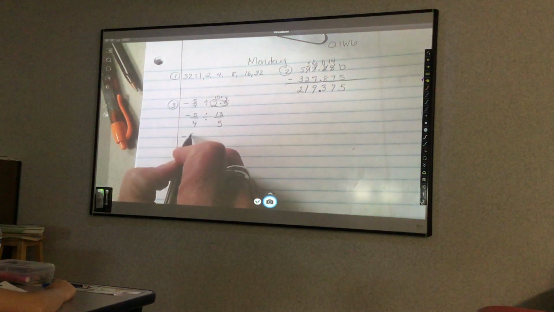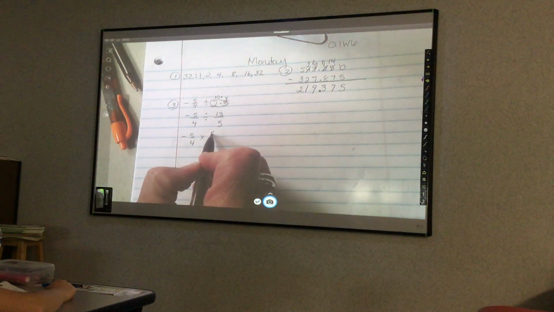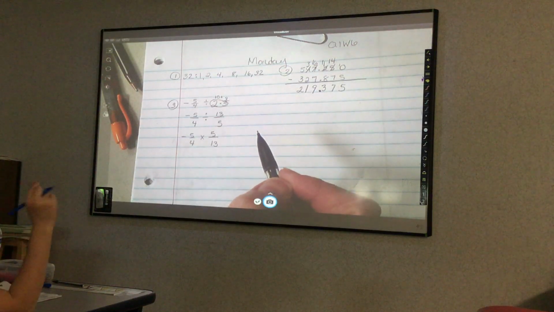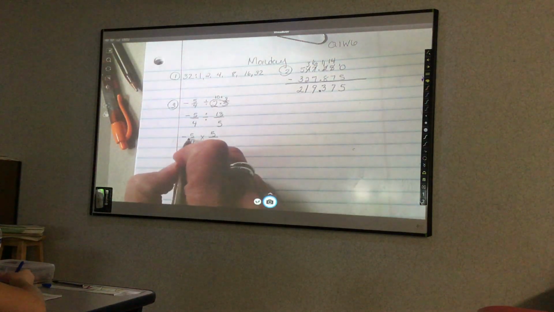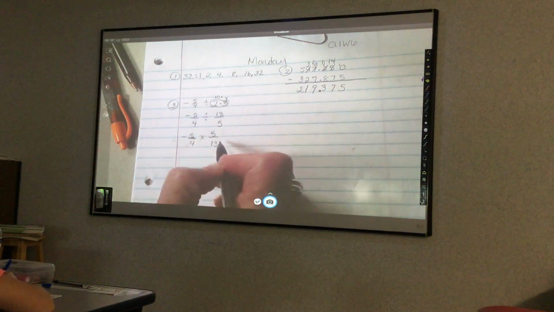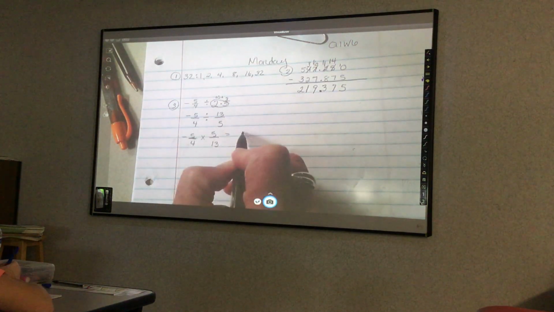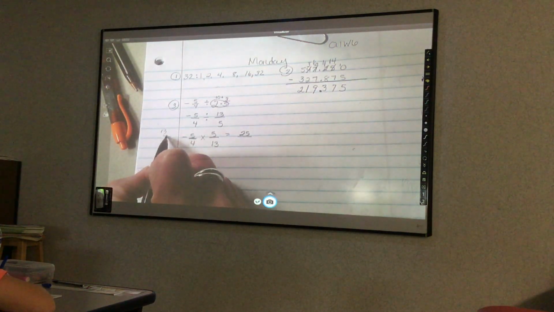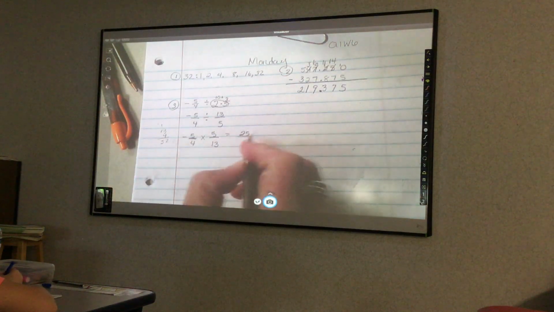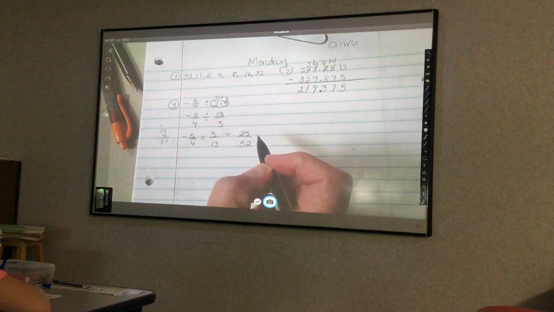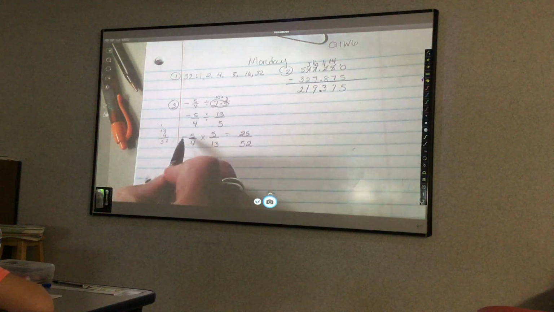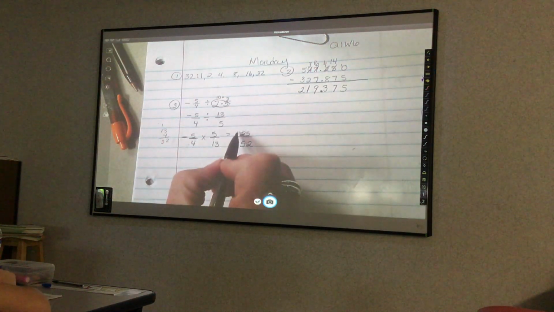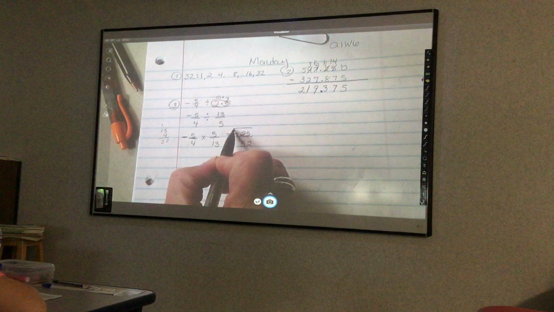Then it's keep, change, flip. And instead of saying flip, it is the reciprocal. Then I look, can I do any reducing? No. I can't. 5 times 5 is 25. 4 times 13. I don't know it, so I'm going to come over here and do it. So it's 52. Now, before I move on, look, 1 negative, 1's positive. So my answer has to be negative.